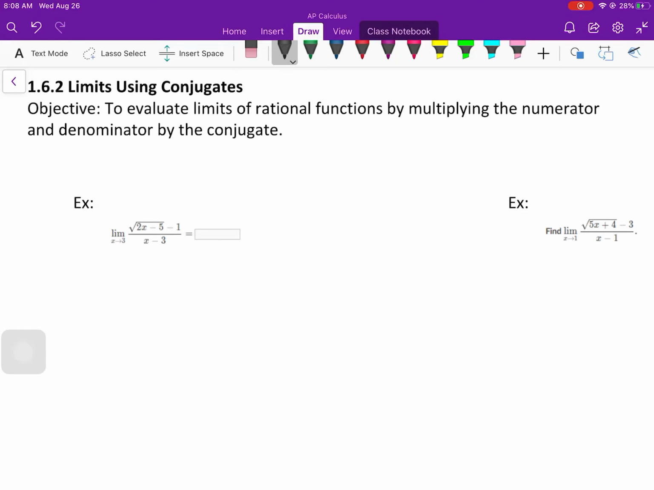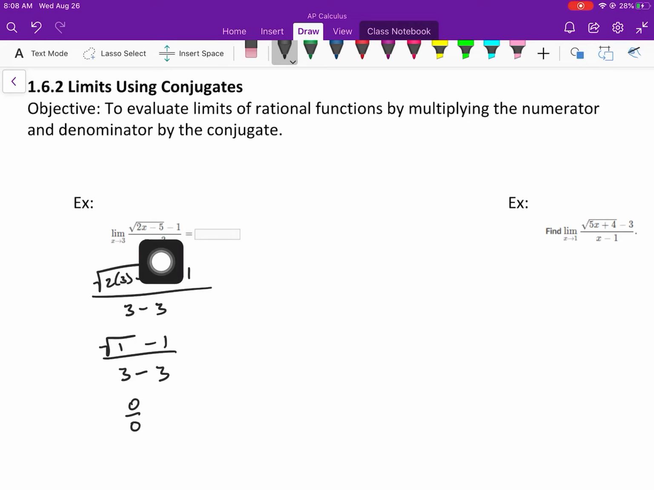Here's another time when we run into that case of 0 over 0. We may not be able to just factor and cancel. If we look at this one, let's just plug in that 3. You get 2 times 3 minus 5, square root of that minus 1 on the top, and then 3 minus 3 on the bottom. So you get square root of 1 minus 1 over 3 minus 3. And you'll see this is 0 over 0. So we see that case of 0 over 0 again.